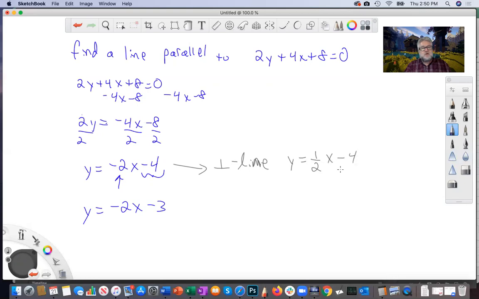And I could have the same y-intercept, or I could have a different y-intercept. It doesn't matter. It didn't say. If it just says find a perpendicular line, it doesn't matter what y-intercept. In fact, you could put 0. You could leave that off. 0 is just a number like any other. Okay? Parallel line, perpendicular line.